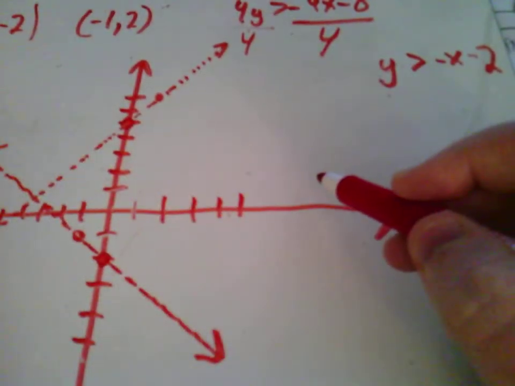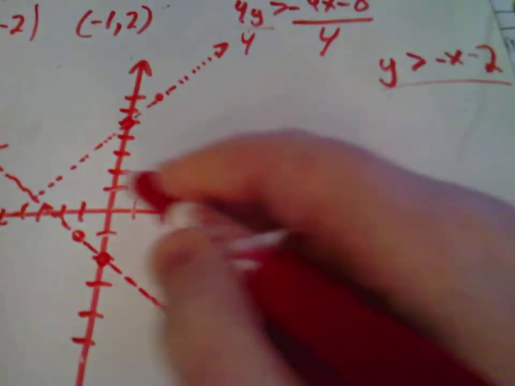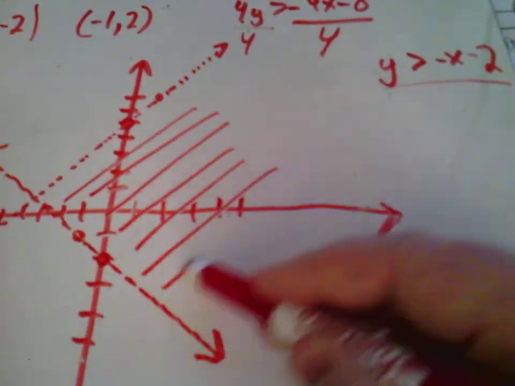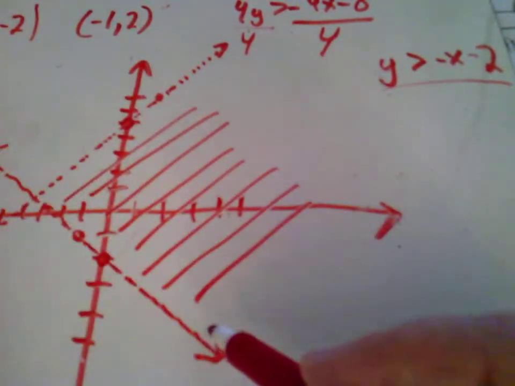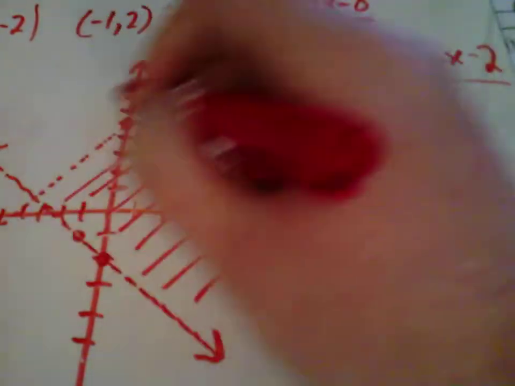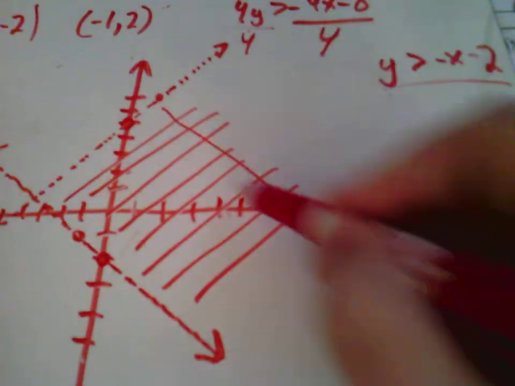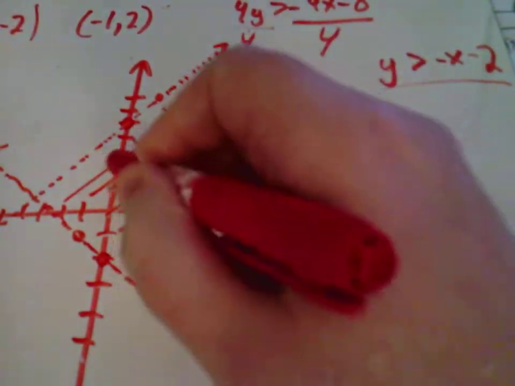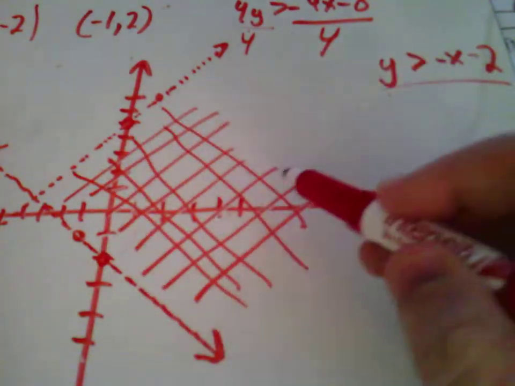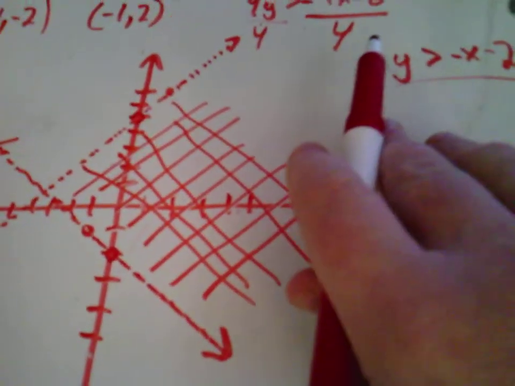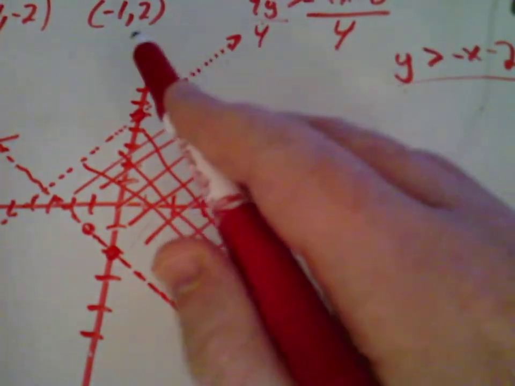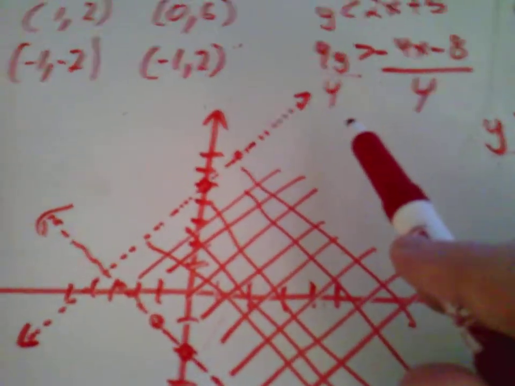Where is our solution set for this problem? Well, it's everything above the line. Everything in here is a solution set for this line. Where's our solution set for this one? Well, it's everything below this line. So everything in here. So everything in this area, this infinite area to the right, is a solution.